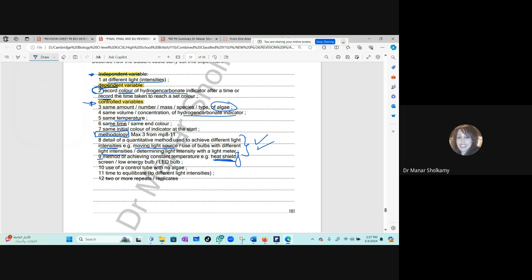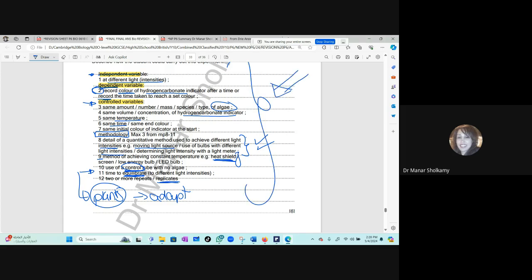Okay, using a control. I will not use a plant in my control. And then I have to give time when I use plants in any experiment. I have to give time for plants to adapt. I have to wait for 5 minutes before I look for my results. Time to equilibrate to different light intensities. Two or more repeats, and I'll make replication. So please go back and solve this investigation. This was not an easy one. Okay? Do you understand it very well now?